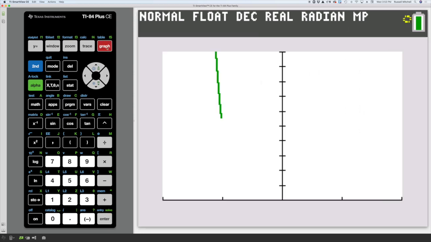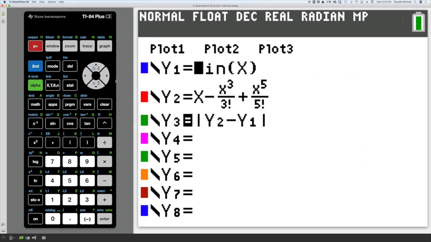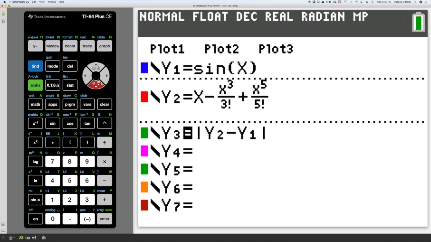And it's a little bit better, right? A little bit better. Okay, let's add the 7th order Taylor polynomial. And that's going to be minus alpha x to the 7th over 7 factorial. And highlight that equals, and then let's graph it.